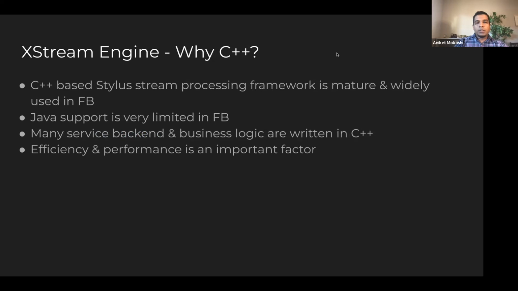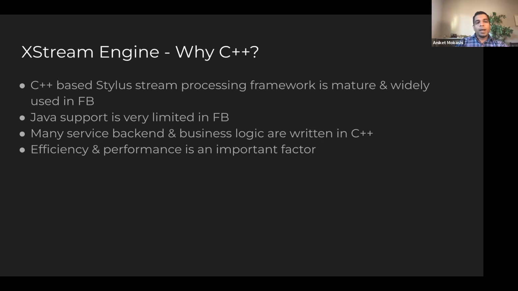And then why we chose C++ is that C++ is very mature at Meta. I mean, it is definitely more performant than Java. Also, Java support is very limited at Meta because over time, as we built privacy-aware and security-aware infrastructure, more investments have gone into C++ versus Java.